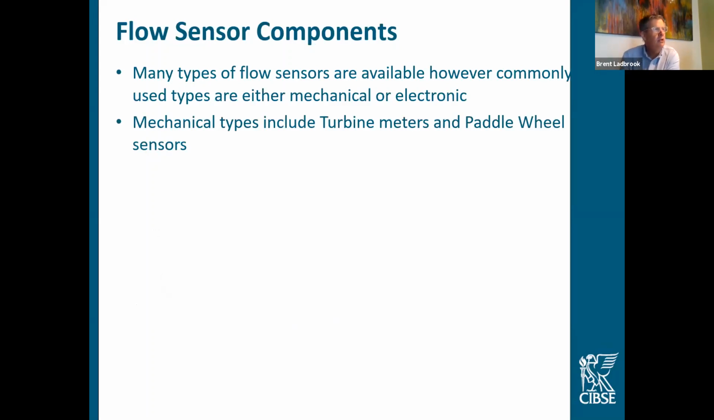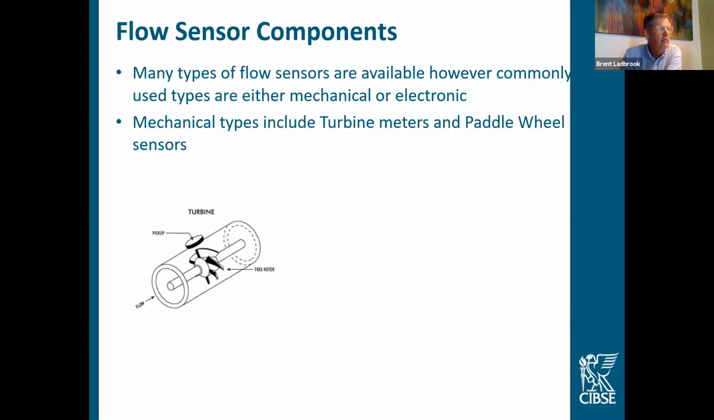Some of the types of flow sensors that we'll come across, there's many types out there. Commonly used types are either mechanical or electronic, and mostly electronic, but we still do see some paddle wheel meters out there in particular. Turbine, seldom used, but we have a little turbine inside a flow chamber. As water comes past, it spins at a speed. There's a magnetic pickup, and there'll be a piece of metal on the rotor. Every rotation equals so many litres or whatever the scale and unit is, and we measure it that way.